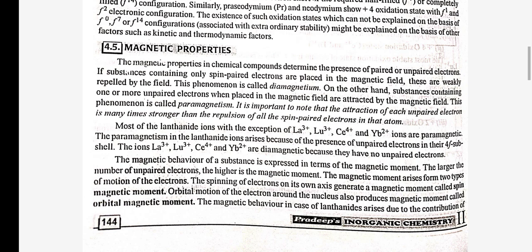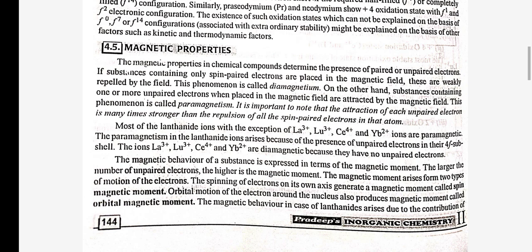It is important to note that the attraction of each unpaired electron is many times stronger than the repulsion of spin-paired electrons in that atom. Most of the lanthanide ions, with the exception of La3+, Lu3+, Ce4+, and Yb2+ ions, are paramagnetic. The paramagnetism in the lanthanide ions arises because of the presence of unpaired electrons in their 4f subshell. The ions lanthanum, lutetium, cerium, and ytterbium are diamagnetic because they have no unpaired electrons.